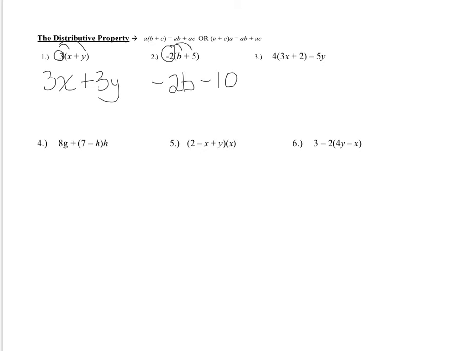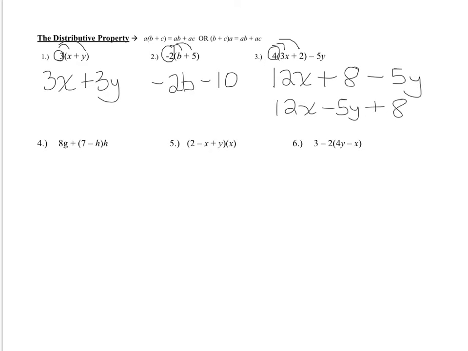So number 3. You have a 4 outside of the parentheses, so this 4 right here only gets distributed to the 3x and the 2, and the minus 5y is not part of the parentheses, so you don't distribute that. So when you distribute the 4, 4 times 3x is 12x, 4 times 2 is 8, so you're adding 8, and then you just bring down the minus 5y. None of those are like terms, so you can't combine any of those. However, if you wanted to, you could rearrange the order and say this is 12x minus 5y plus 8, because we usually go in alphabetical order with our constants at the end.